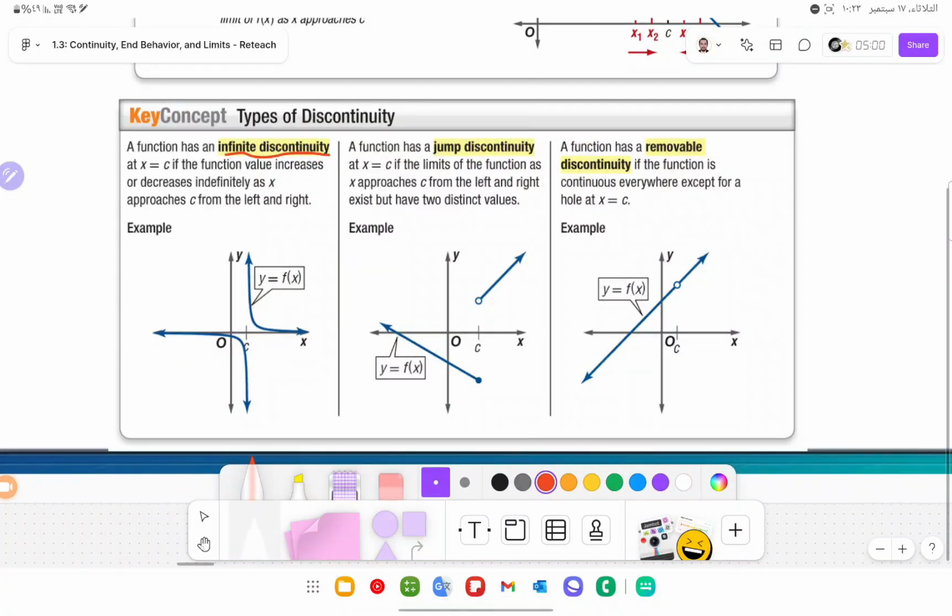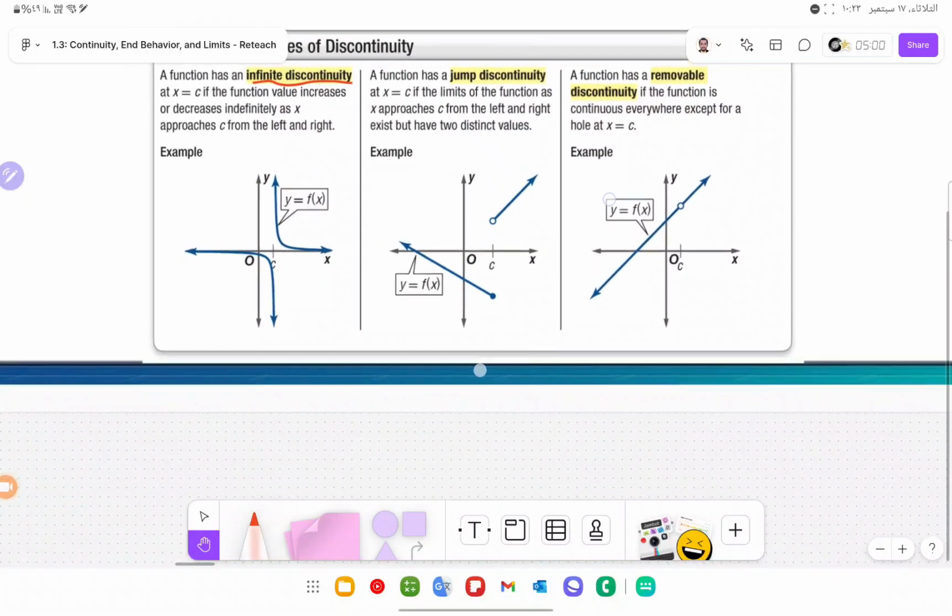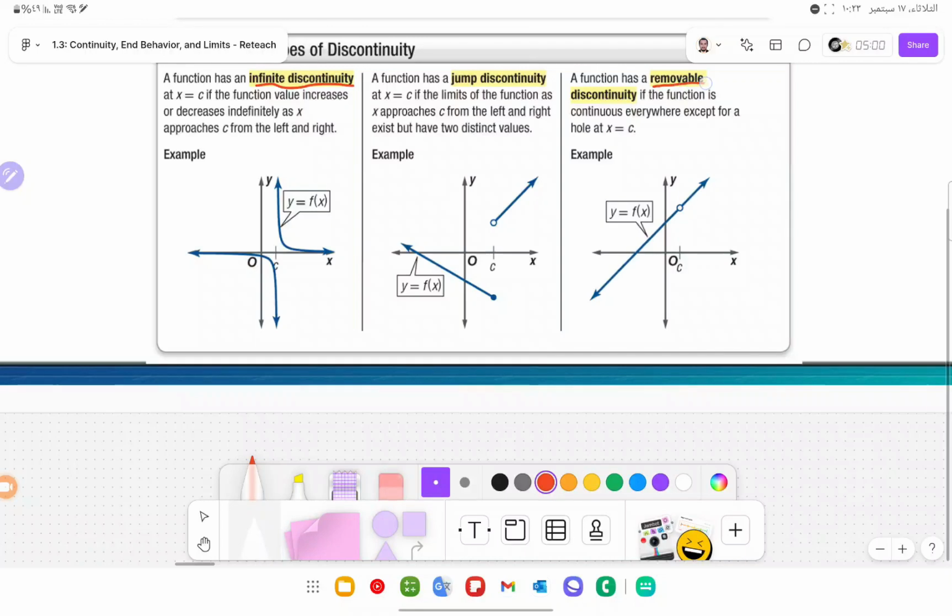Before we start with the infinite discontinuity, let's start with the removable point. Look at this graph: you have a function with an open circle, so that point is not included, and you complete the function. As you can see from the left and from the right, there is one exact missing point. We call this a removable discontinuity.